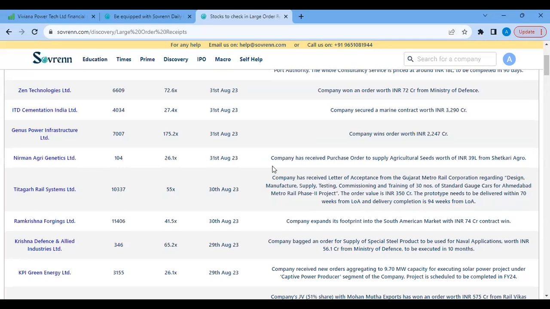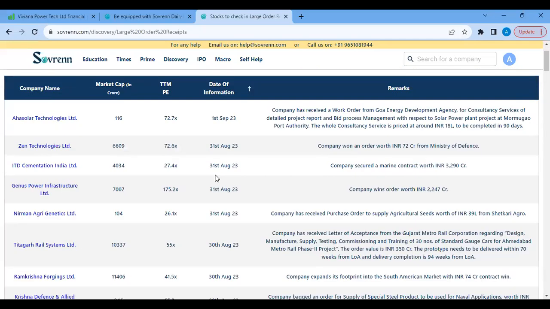What area in P&L to look at after a company gets a large order? The revenue will increase after a large order. Okay. Which company got a 39 lakh order from Shetkari Agro? Can you name the company? Fastest finger first. Let's play the game. The correct answer, given by Prashant Bhai first, is Nirman Agri.